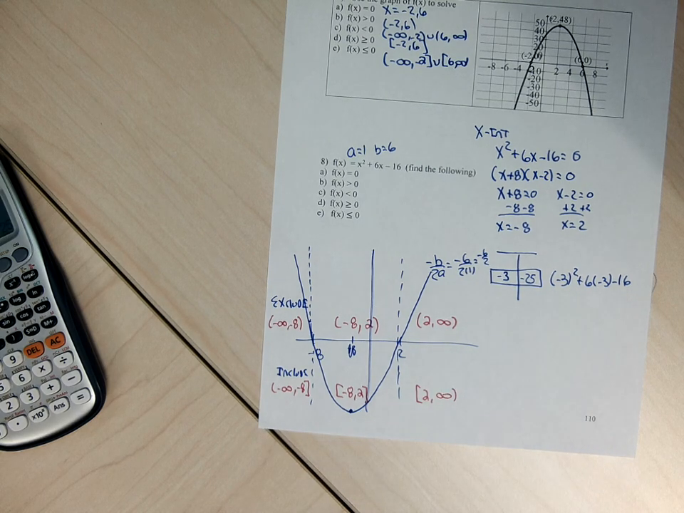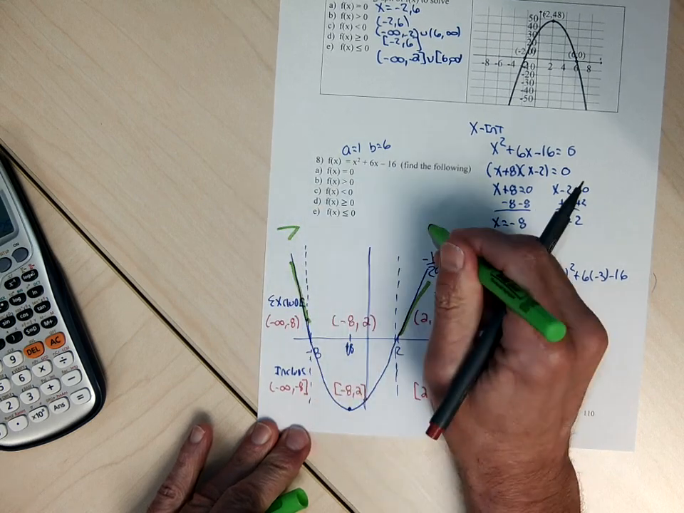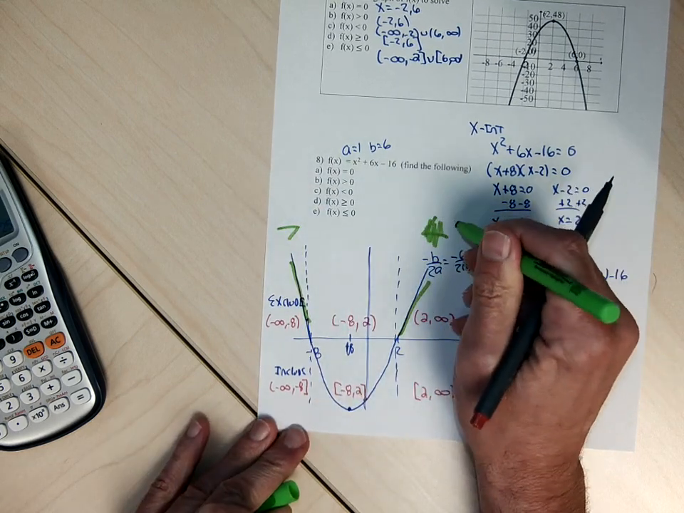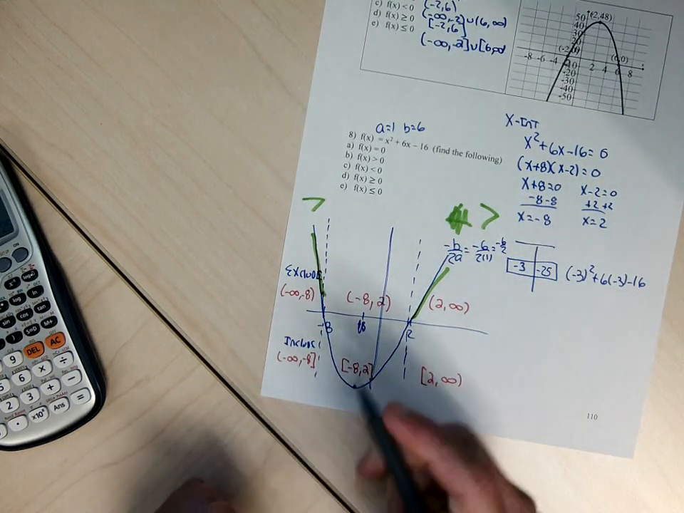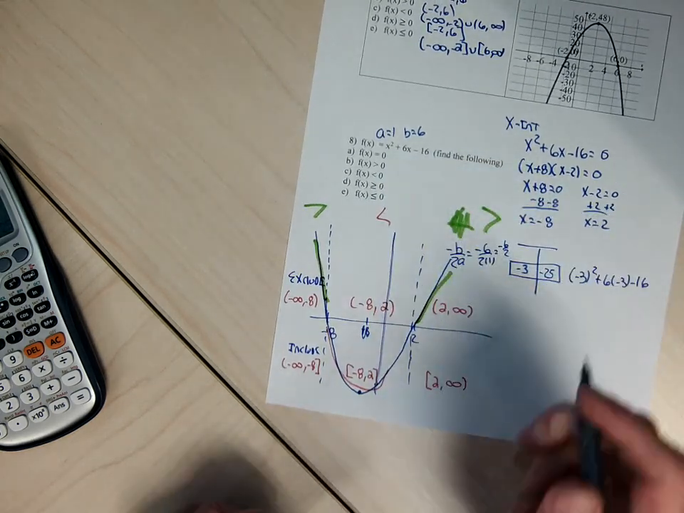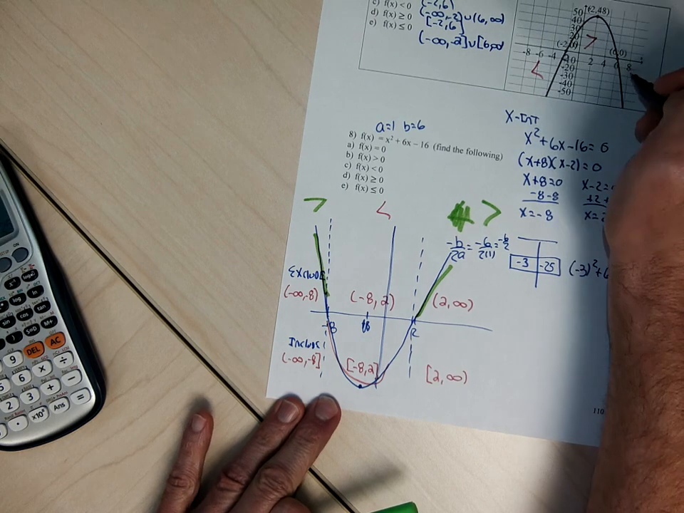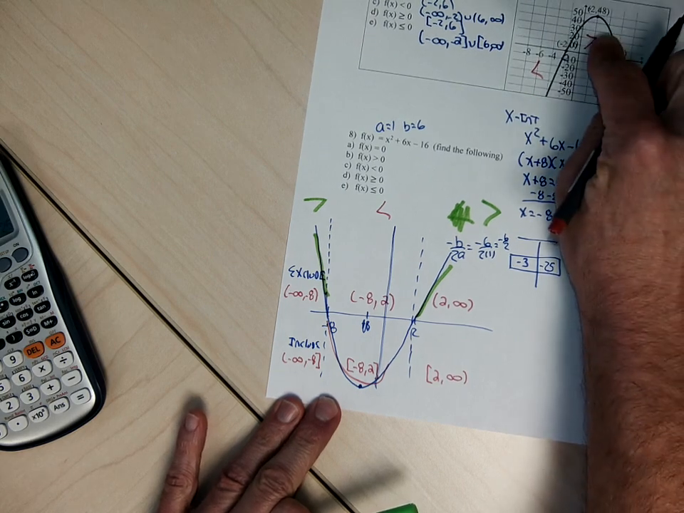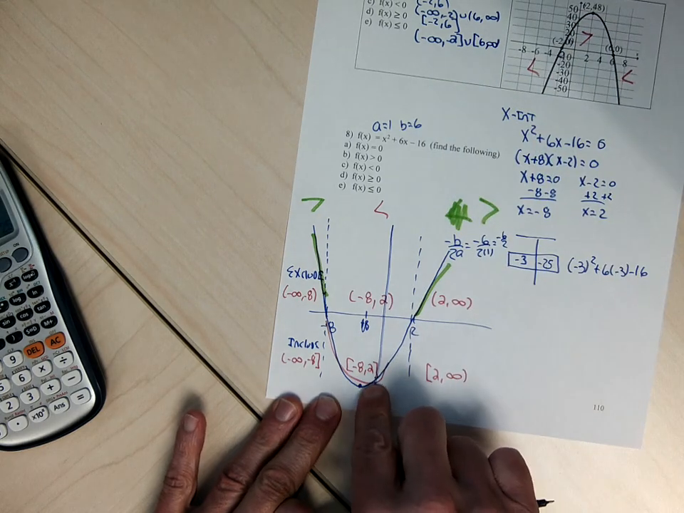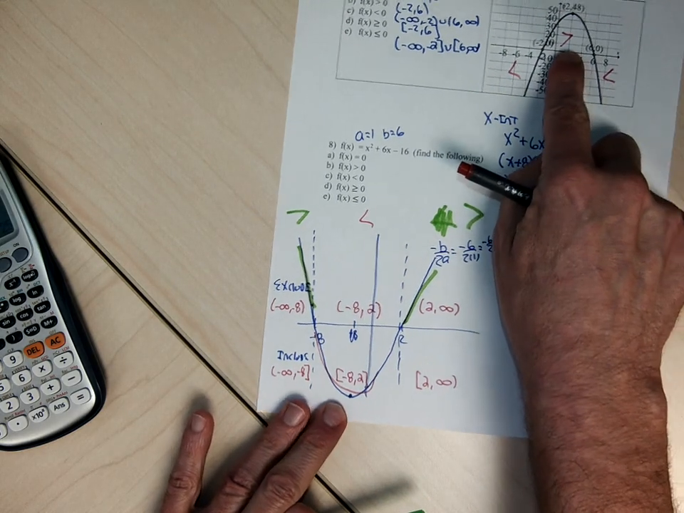Now I'm going to analyze these. This is above the x-axis, this is above the x-axis, that's a greater than, that's a greater than. And in the middle, the graph is beneath the x-axis, it's a less than. This one up here, it went greater than, less than, because the middle was above the x-axis. Here the middle's beneath the x-axis, it's less than. There the middle's above the x-axis, it's greater than.